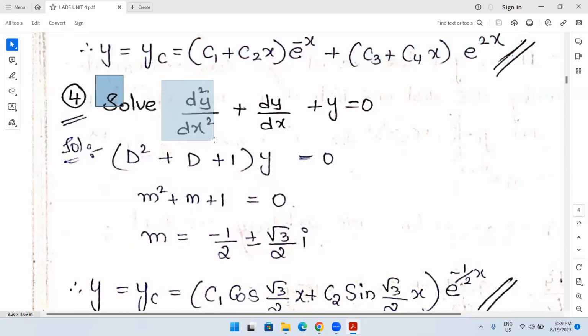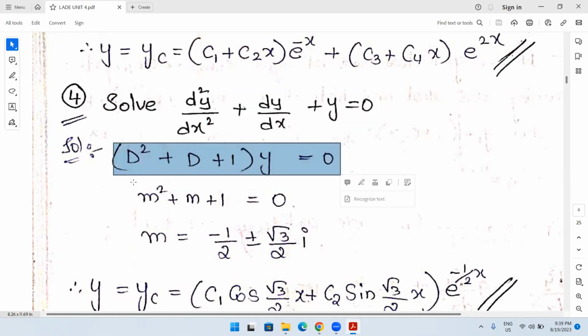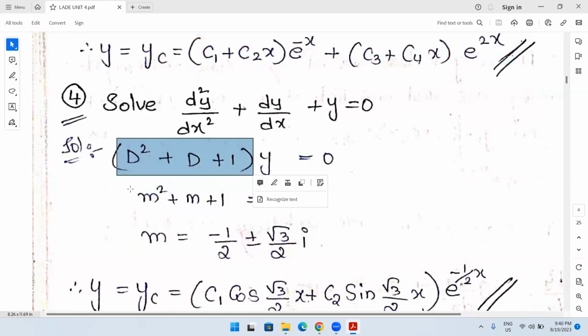Solve d square y by dx square plus dy by dx plus y is equal to 0. Here we write in the operator D form. As usual, D square plus D plus 1 into y is equal to 0. This is the first step. Second step, we consider only the polynomial. We ignore y. So m square plus m plus 1 is equal to 0. In the place of D, we substitute m.